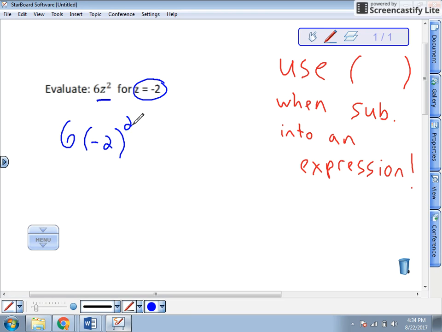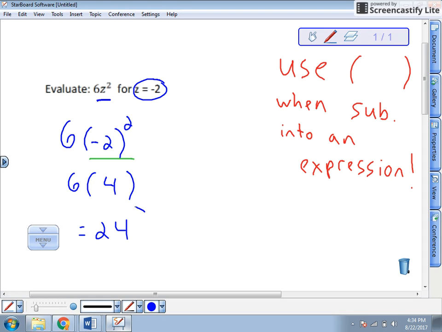Now, once we've done that substitution, it's the same lesson as yesterday. We just have to evaluate using order of operations. We learned yesterday exponents first. So I'm going to take care of this -2 squared. So it's -2 times itself. So that becomes 6 times +4. And then our final answer is just going to equal 24.